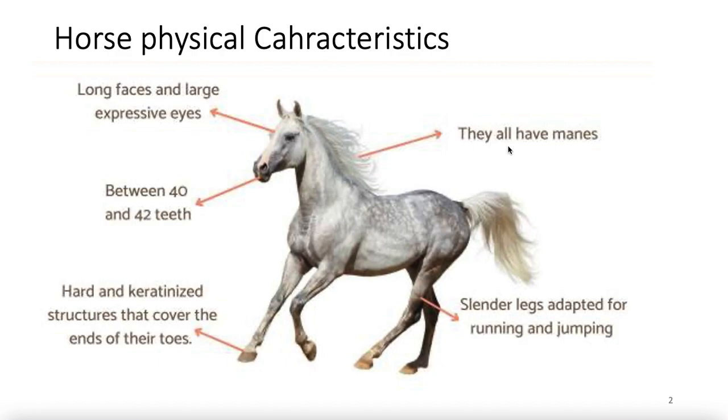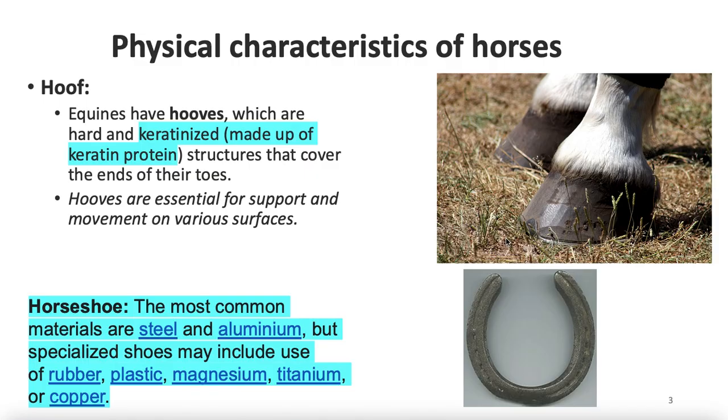Another characteristic it has is that all horses have a mane, meaning the hair on their back or their neck. So the presence of this is almost in all types of equines, and especially in horses it is long. And some horses also have hairs on their feet, which is called the feather. And it has a long tail with bushy hairs.